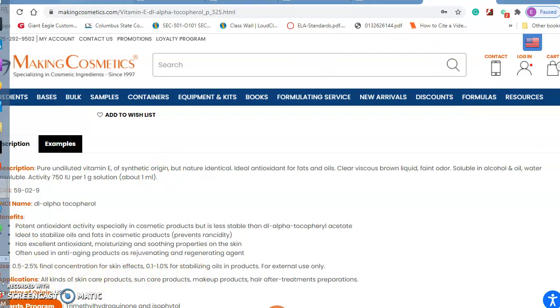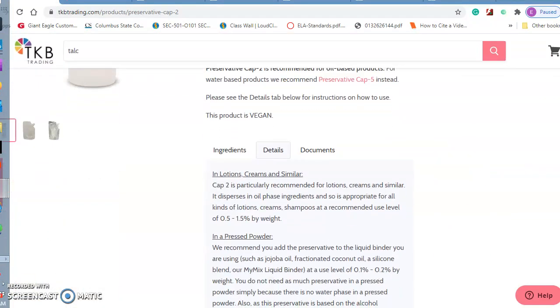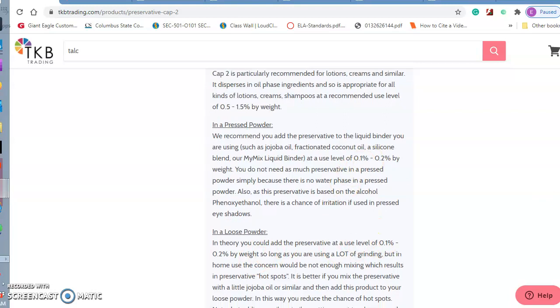And again, I talk about preservatives a lot. We're going to be using preservative cap too, so it gives you your usage percentage. And it just tells you, in a pressed powder, which we're going to be pressing, your percentage, but in a loose powder, like a loose powder for makeup, that's what you could use.